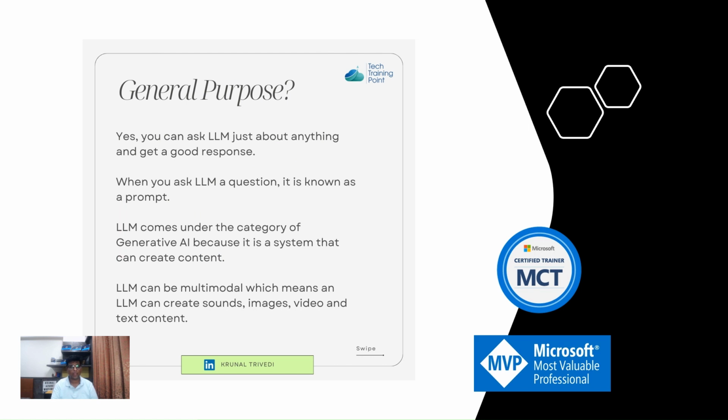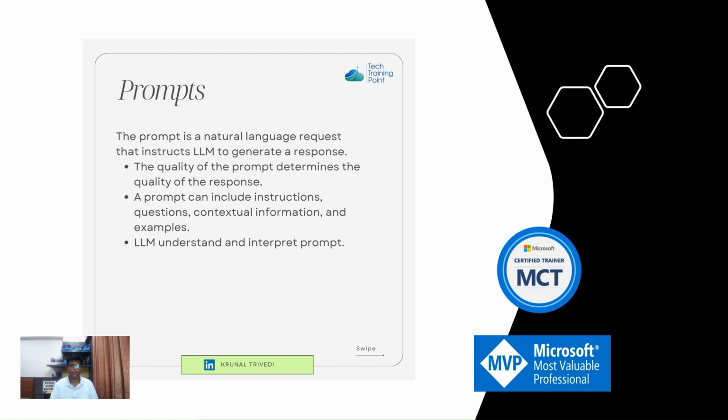What are prompts? The prompt is a natural language request that instructs the LLM to generate a response. The quality of the prompt determines the quality of the response. A prompt can include instructions, questions, contextual information, as well as examples. LLMs understand and interpret the prompt.